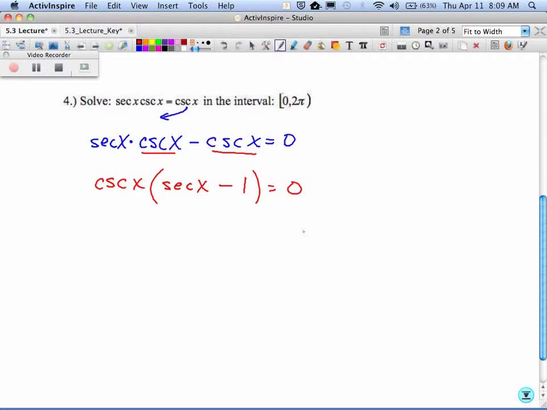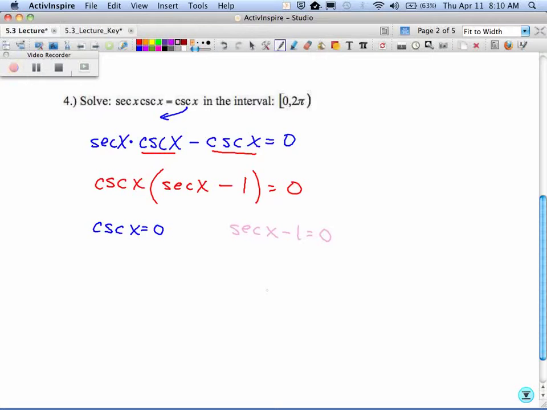So earlier we had worked on doing some factoring or simplifying all this stuff. Now we have it set equal to 0. So I have two factors being multiplied together here, set equal to 0. So I can individually set them equal to 0. So I can do cosecant is equal to 0, and I can do secant of x minus 1 equal to 0.